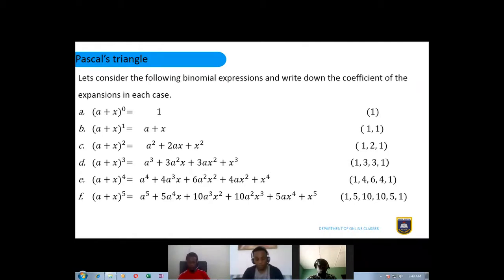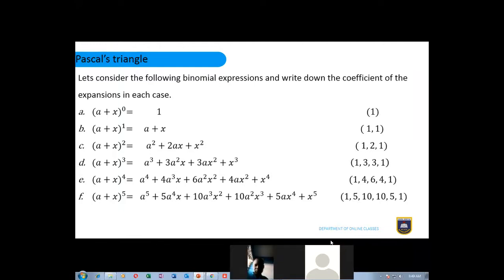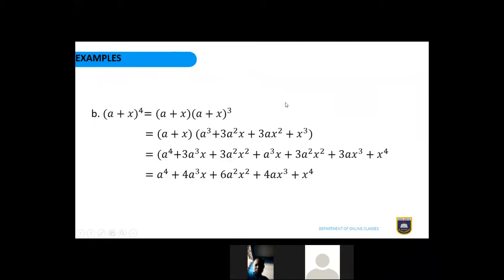Sir, yes. Please, I have a question. Ask. Sir, in the previous slide, please go back to the previous slide. There is still a mistake there. A cube x. It must be x cube plus a cube x.